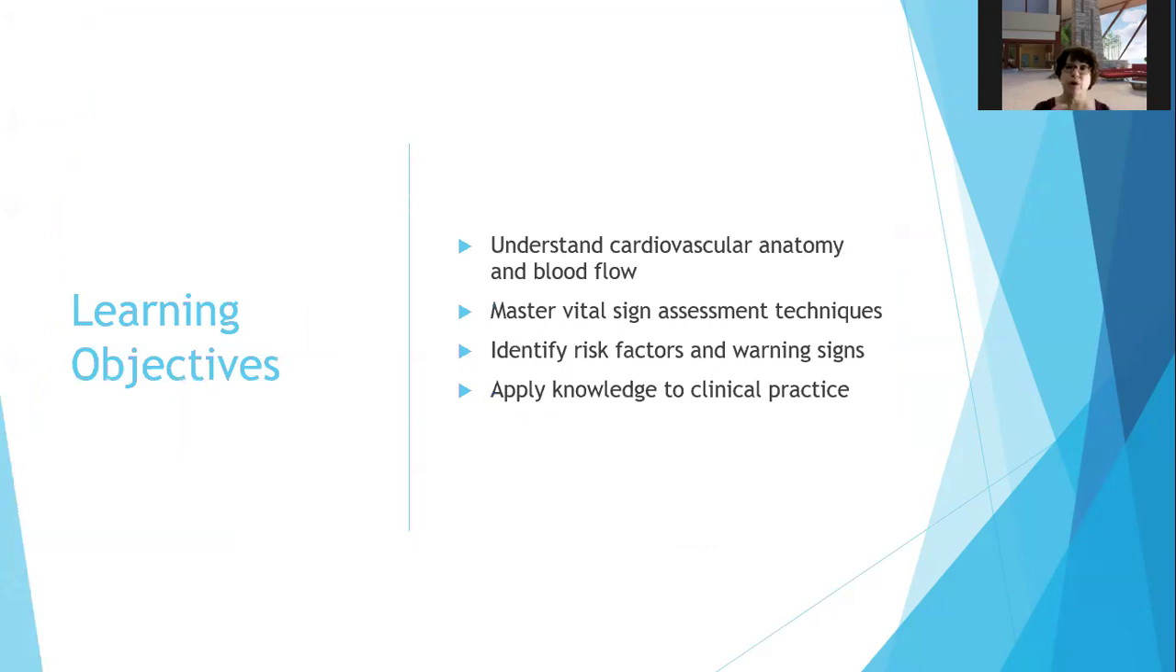Learning objectives for this part of the lecture: to understand cardiovascular anatomy and blood flow. We'll talk about it briefly here, and then if you want a more in-depth review, you can look at the other lecture. We're going to talk about vital sign assessment techniques. There are also two lectures linked in the module with details about vital sign assessments, so if you need a review of that, that's in there as well. We want to be able to identify risk factors and warning signs for cardiovascular disease just in general. And then when we talk about individual diseases, we'll talk about those specifically. And we want to apply that knowledge to clinical practice.